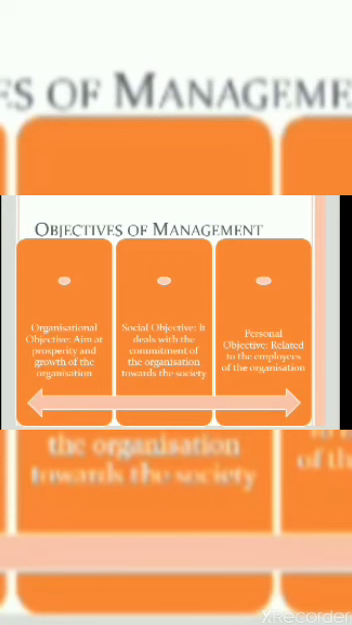Objectives of management. There are three objectives of management. Objective means the end result towards which the activities of an organization are directed. So the first objective of management is organizational objectives. These objectives aim at prosperity and growth of the organization.